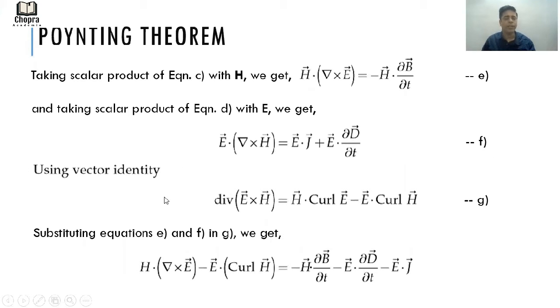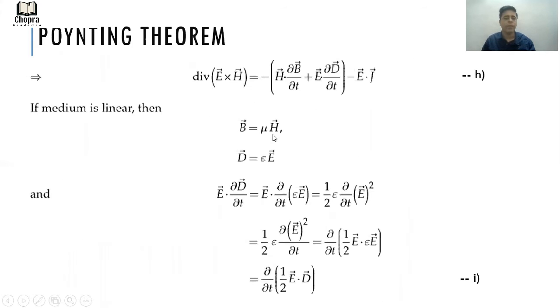Now we use the vector identity, which is divergence of E cross H is equal to H dot curl E minus E dot curl H. This is equation number G. Now we substitute for H dot curl E and E dot curl H from equations E and F into the equation number G. So we get divergence of E cross H is equal to minus of H dot dou B by dou T, which is H dot curl E, minus E dot dou D by dou T minus E dot J. Or we can say that divergence of E cross H is equal to minus of H dot dou B by dou T plus E dot dou D by dou T minus E dot J. This is equation number H.